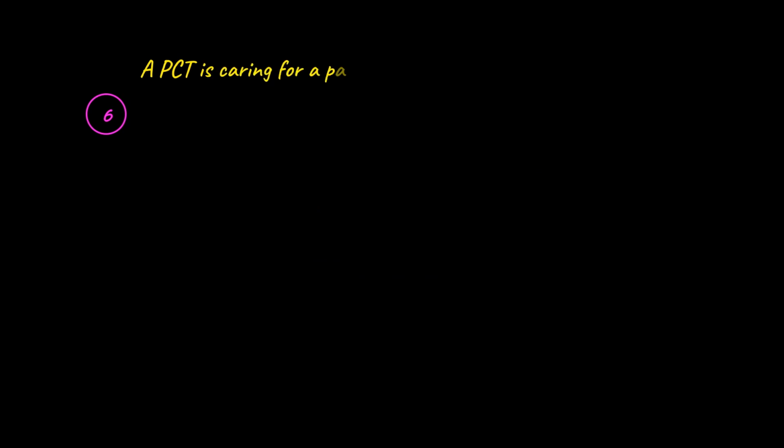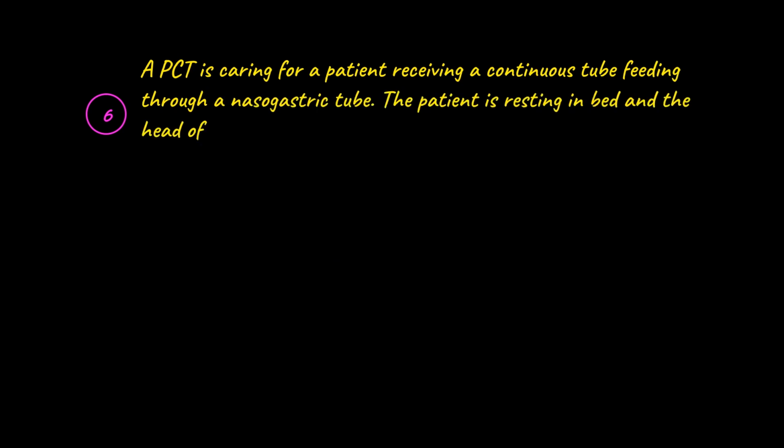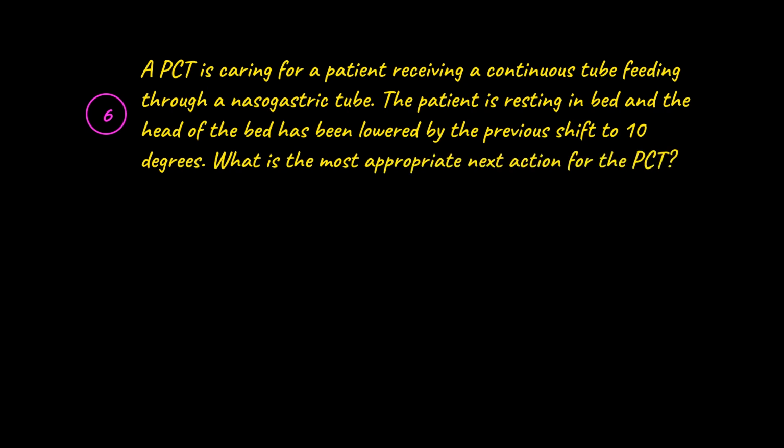Question 6. A PCT is caring for a patient receiving a continuous tube feeding through a nasogastric tube. The patient is resting in bed and the head of the bed has been lowered by the previous shift to 10 degrees. What is the most appropriate next action for the PCT?